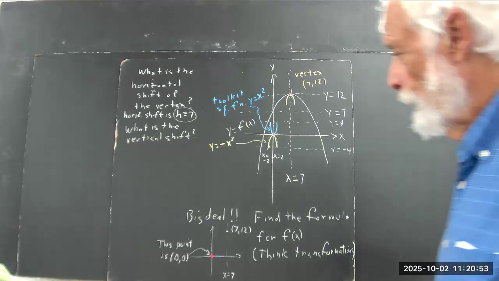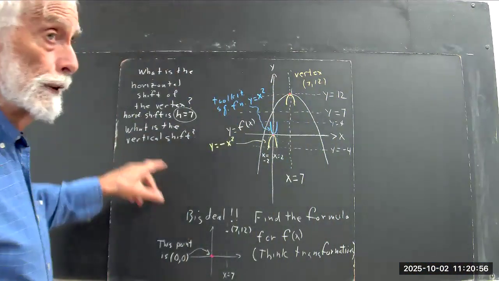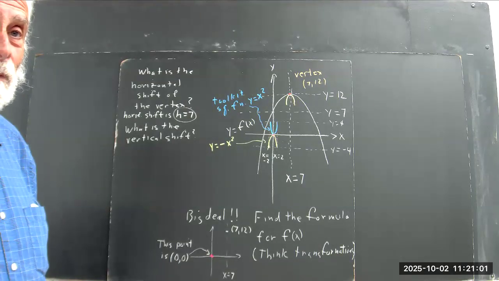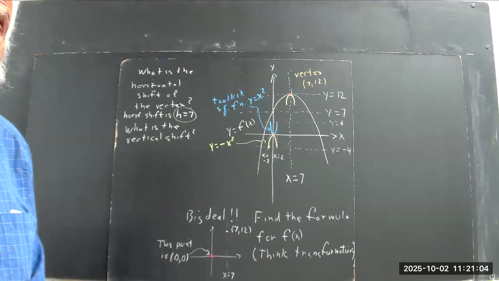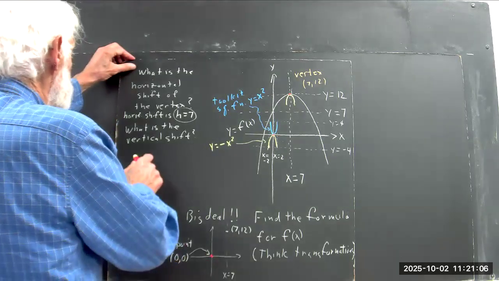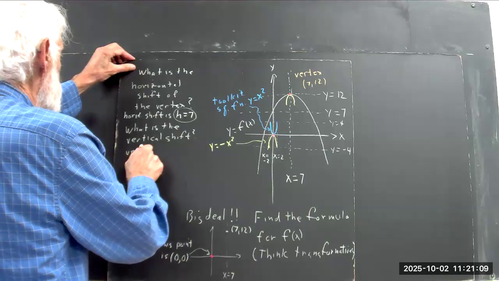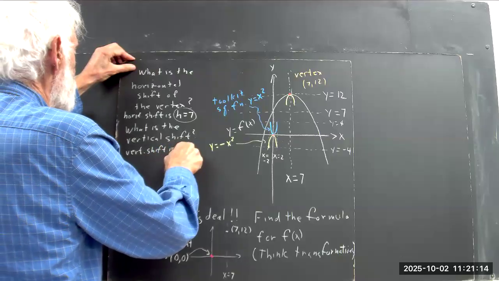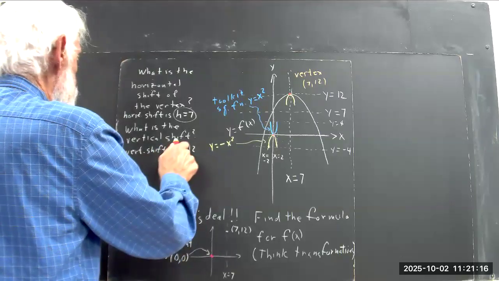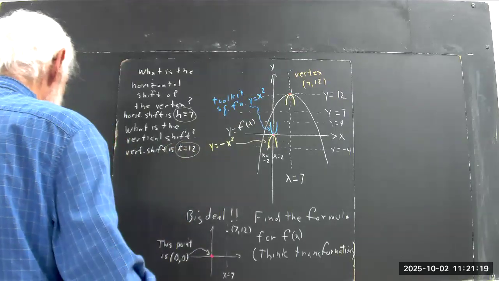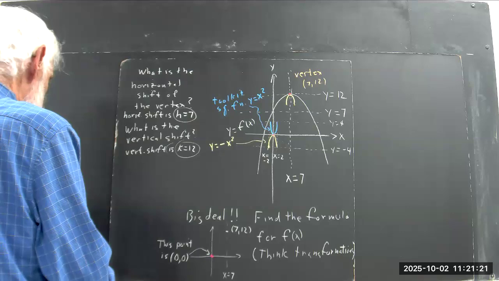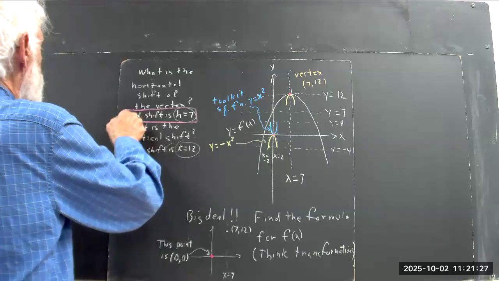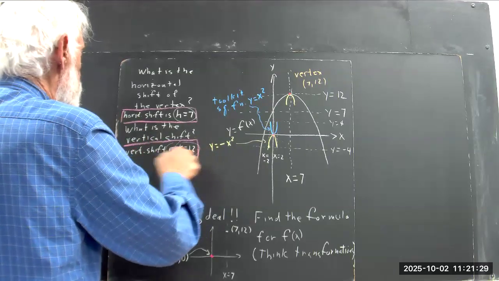And what's the vertical shift then? Can you show me? Yeah, 12. Okay, let's put a big box on this statement and this statement.